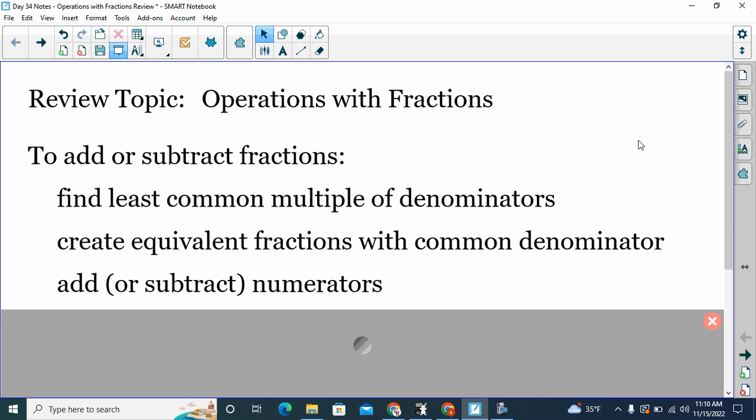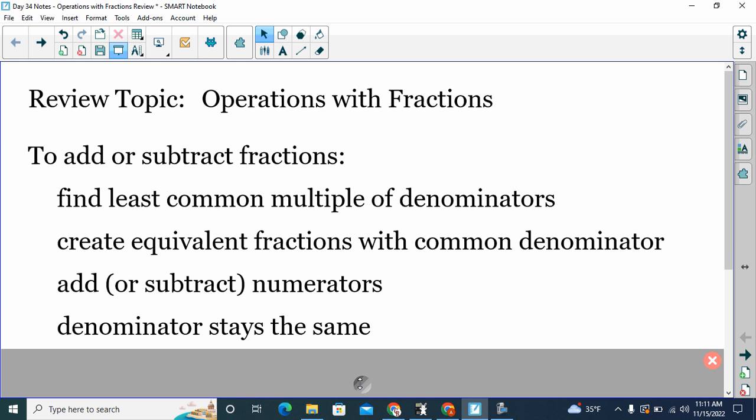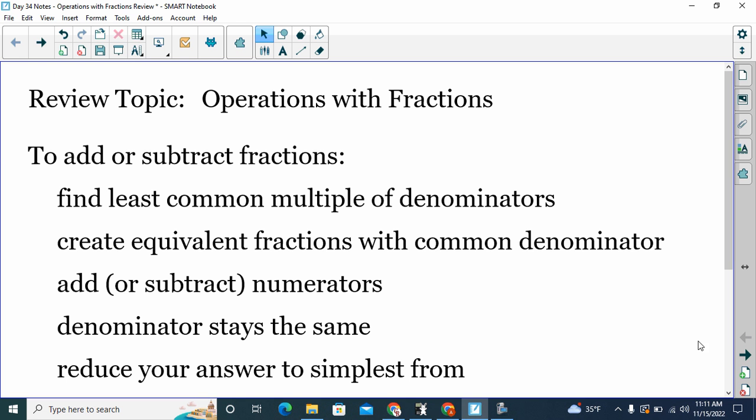We are going to then add or subtract, depending on what the operation tells us to do, the numerators. So across the top, we are going to either add or subtract. The denominator should stay the same. And then the last step is always going to be write our answer in simplest form. Reduce your answer to simplest form.